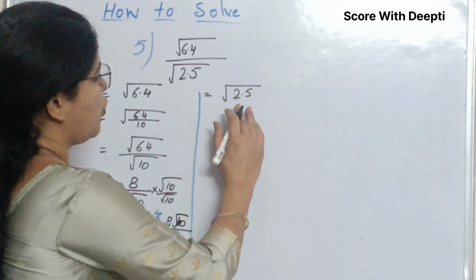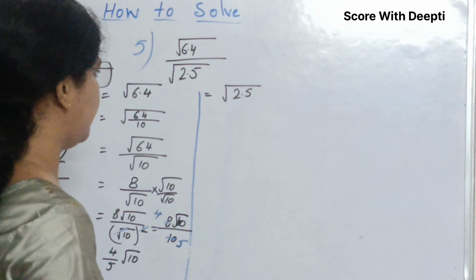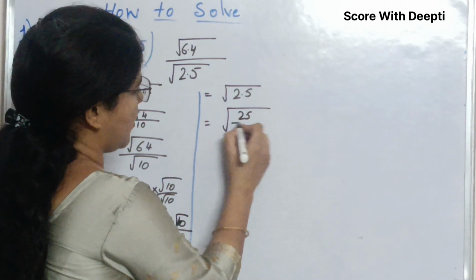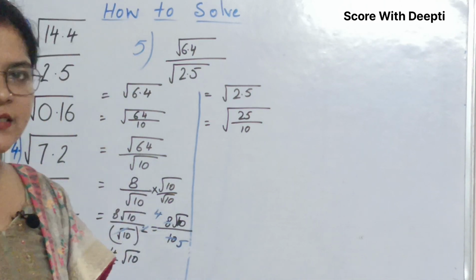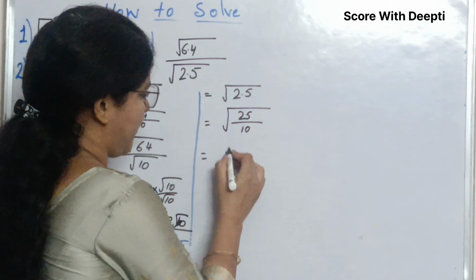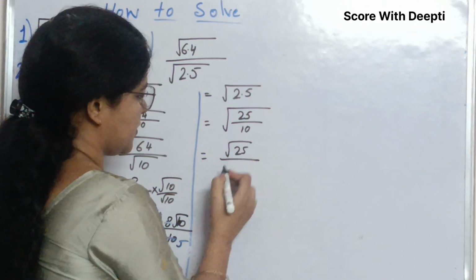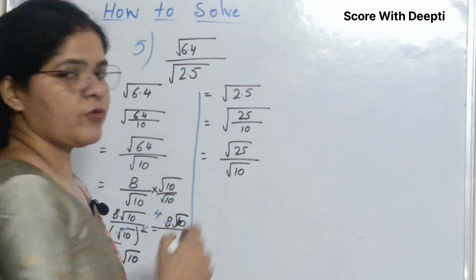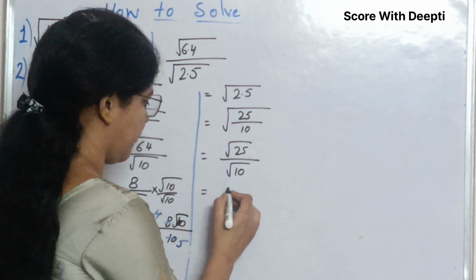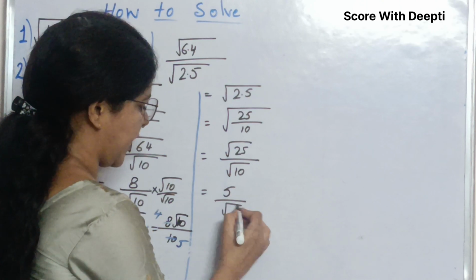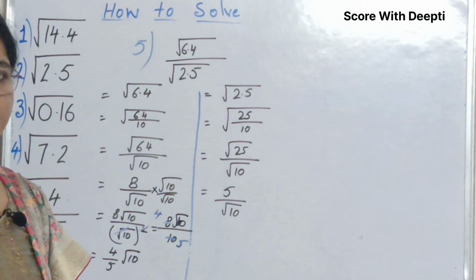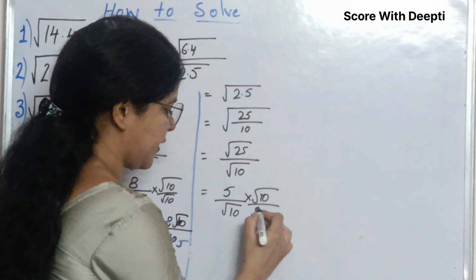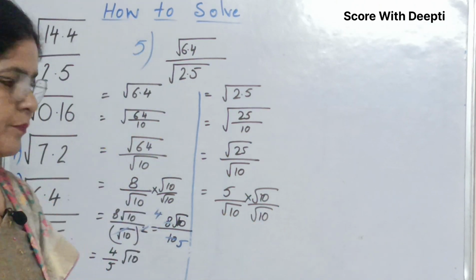Next we find the value of square root 2.5. How do we solve this? First we write square root 25 over 10. First we remove the decimal. Next we separate 25, which is in square root, and square root 10. The value of square root 25 is 5. Square root 10 stays as it is. Next step will be rationalization, which means multiply numerator and denominator with square root 10.